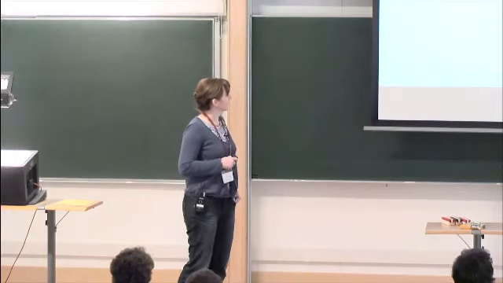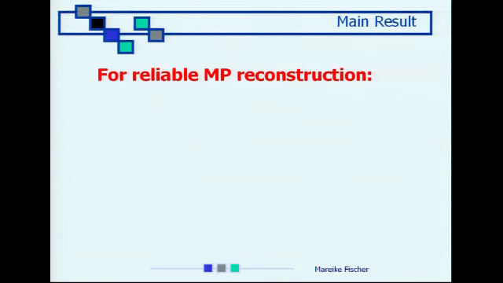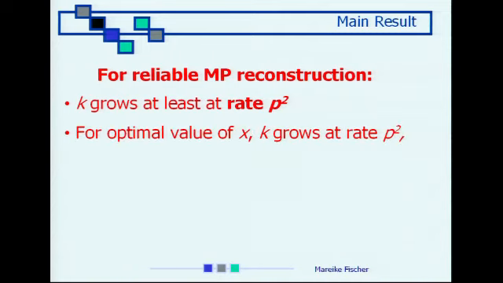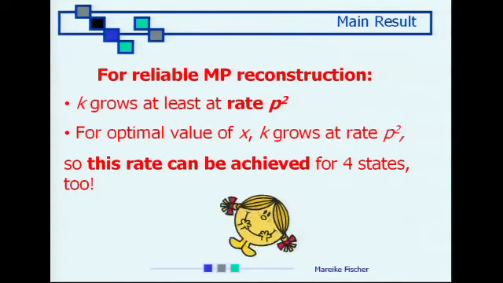It turned out that for a reliable maximum parsimony reconstruction, just looking at parsimony for a moment, the sequence length needed still grows at a rate of p squared. And for the optimal value of the internal branch length, this rate of p squared can be obtained. So it's a tight bound. For 4 states, actually everything is as great as for 2 states. This made my friend Miss Parsimony really, really happy.